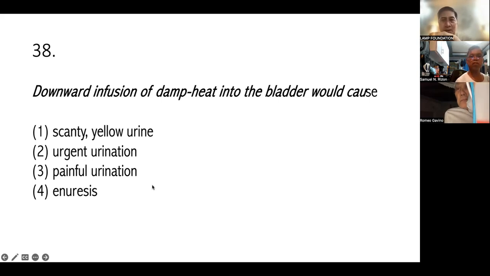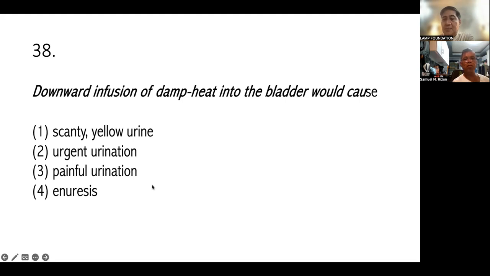So ang tanong ko ngayon, ano makikita mo sa tongue pag may damp heat in the bladder? Are you going to see a thin white coat? Pag may damp heat po, yellow po siya. Yellow coat? What about the coat? Are you just going to say yellow? Paano mo prove yung dampness sa tongue? Is it slippery or sticky coating? Slippery po. Sticky or slippery. Okay.